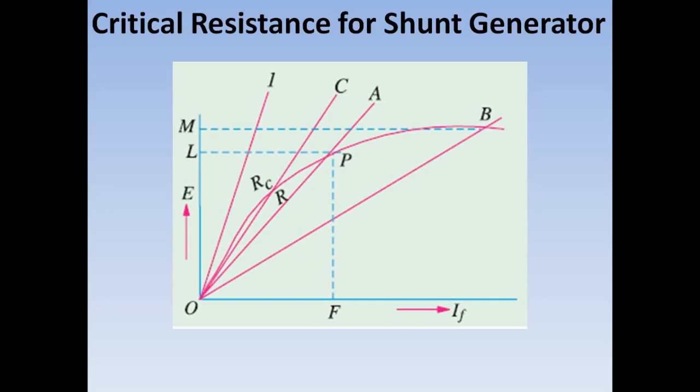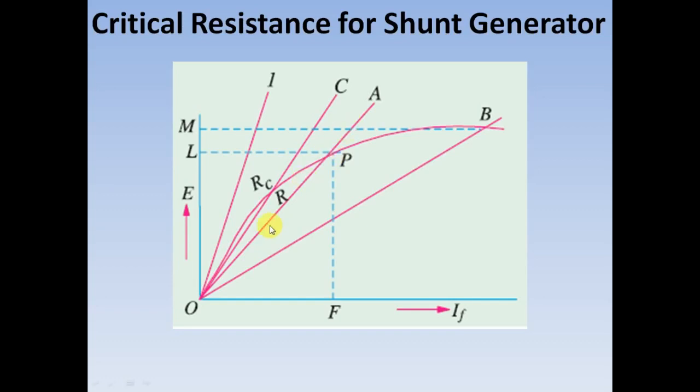If you see in this characteristics, an OCC is plotted and numerous resistance lines are drawn. The resistance lines are indicated as OL, OC, OA and OB. Suppose the resistance of the shunt field winding is R, then the corresponding equilibrium point will be the intersection of this OCC and the resistance line, that is, the intersection point of this OCC and the line OA, which is the point P. This is the equilibrium point. Till this equilibrium point, the mutual reinforcement between the flux and the generated EMF takes place.